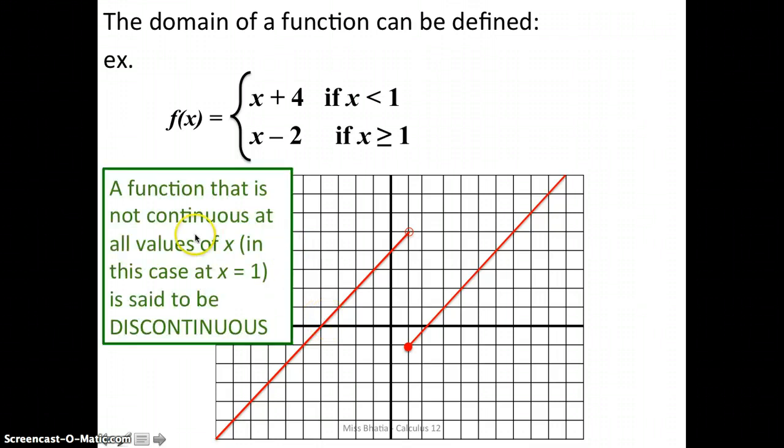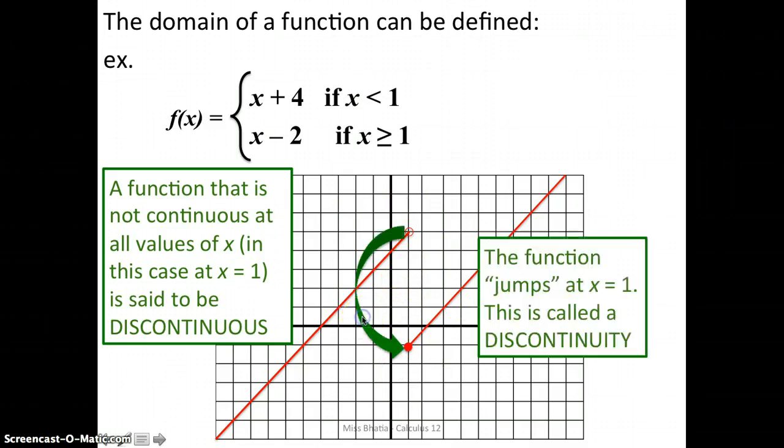So a function that is not continuous at all values of x, in this example at x equals 1, is said to be discontinuous. So this is a discontinuous function. And you'll see that another way of describing it is that the function jumps at x equals 1. You jump from one spot on the function to another spot altogether. And this right here is called a discontinuity.